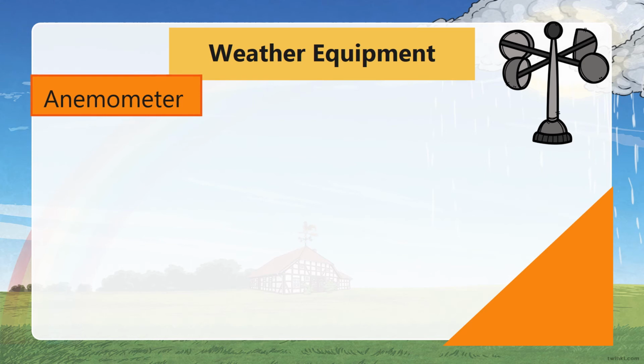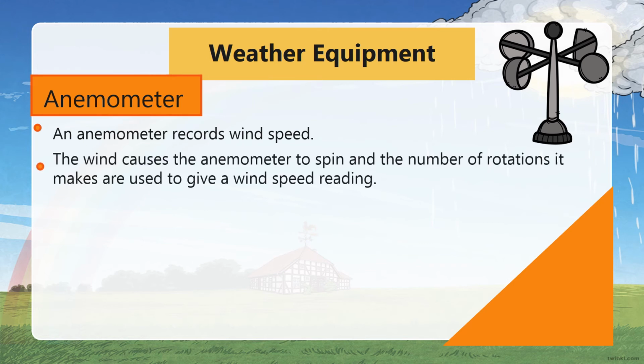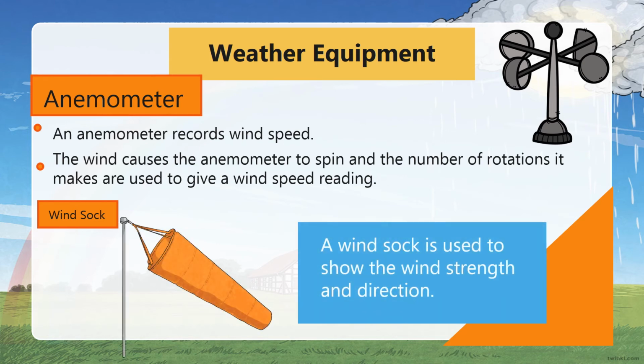Weather equipment, anemometer. An anemometer records the wind speed. The wind causes the anemometer to spin and the number of rotations it makes are used to give a wind speed reading. There's also the windsock. A windsock is used to show the wind strength and direction.